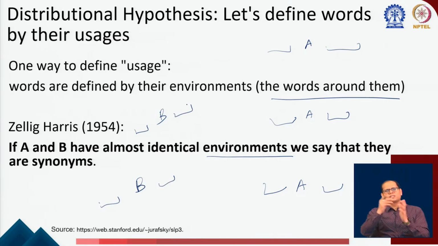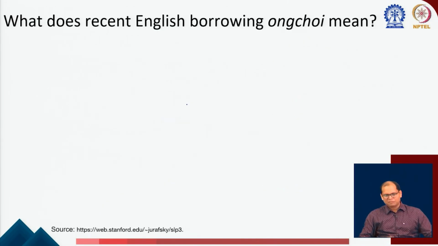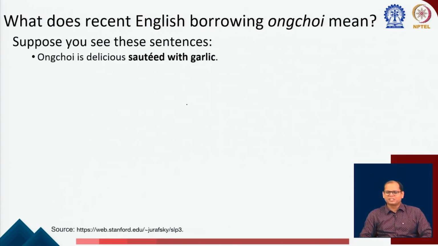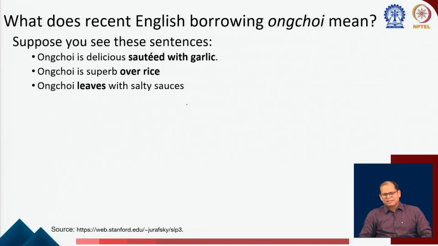So, if the surrounding words are similar, maybe A and B are also similar, they are occurring in similar environments. Now, just to give more context, let's take an example. You see this recent English borrowing ong choi, and suppose you see these sentences: ong choi is delicious with garlic, ong choi is superb over rice, ong choi leaves with salty sausage, and so on. Now, given these sentences, you would start understanding a bit about what ong choi is.